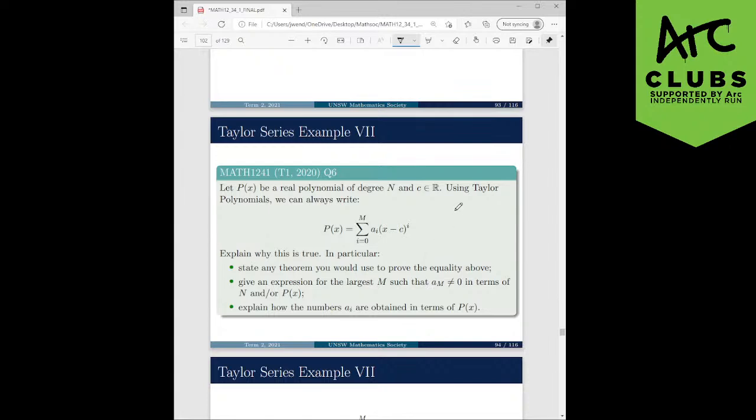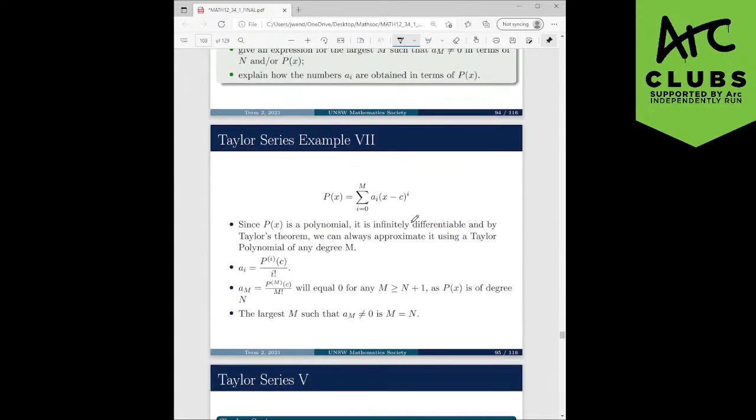It's not that bad. Using Taylor polynomials, we can write this. Why is this true? Plot twist, it's true because of Taylor's theorem. That really is the theorem that's being used here. So it's true because of Taylor's theorem. Remember the condition of Taylor's theorem was n plus 1 derivatives.